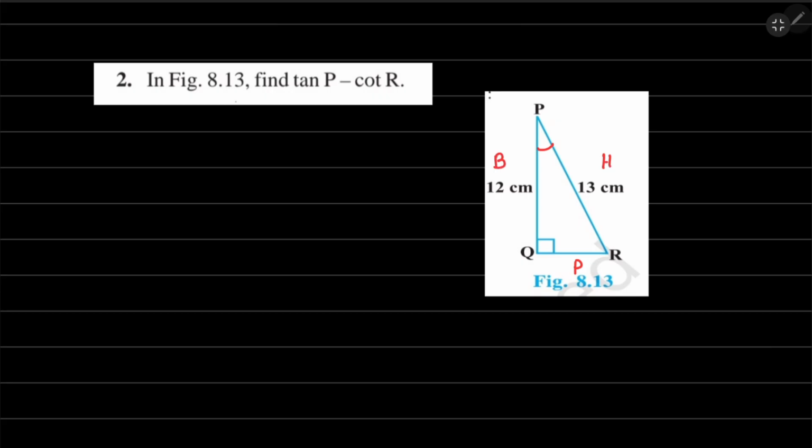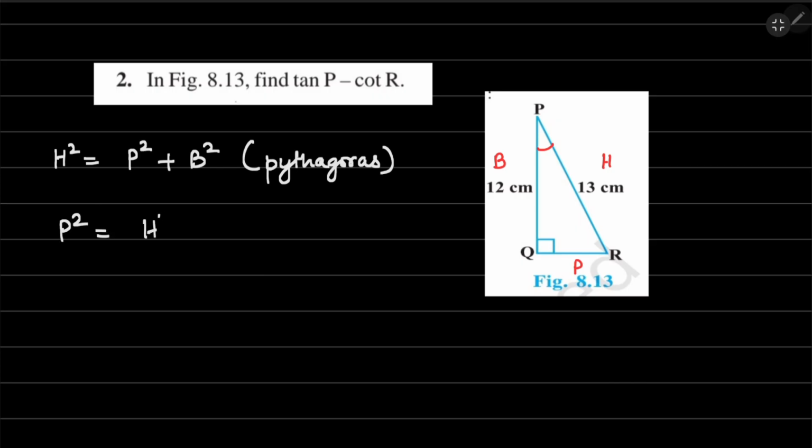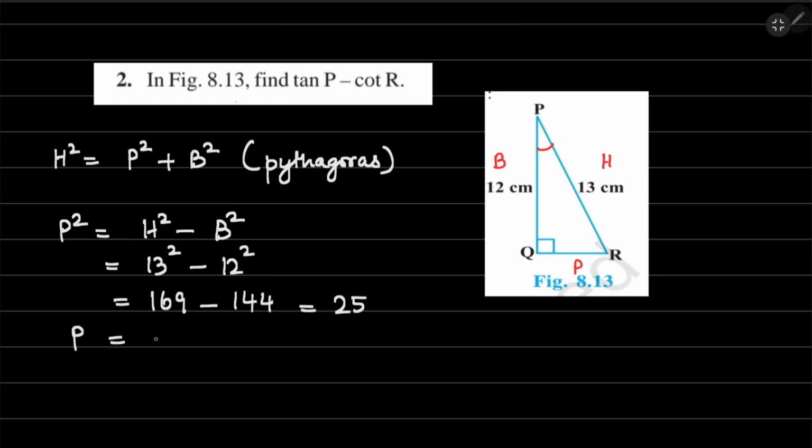So do we know perpendicular? We don't know. Let us calculate the perpendicular now using the Pythagoras theorem. So we know h square equal to p square plus b square using the Pythagoras theorem. Right? So what is your p square equal to? H square minus b square. What is h? 13. So 13 square minus base is nothing but 12, 12 square. So 13 square is 169 minus 12 square is 144. So what you get is 25. So perpendicular is nothing but plus or minus root of 25, which is 5 centimeters.